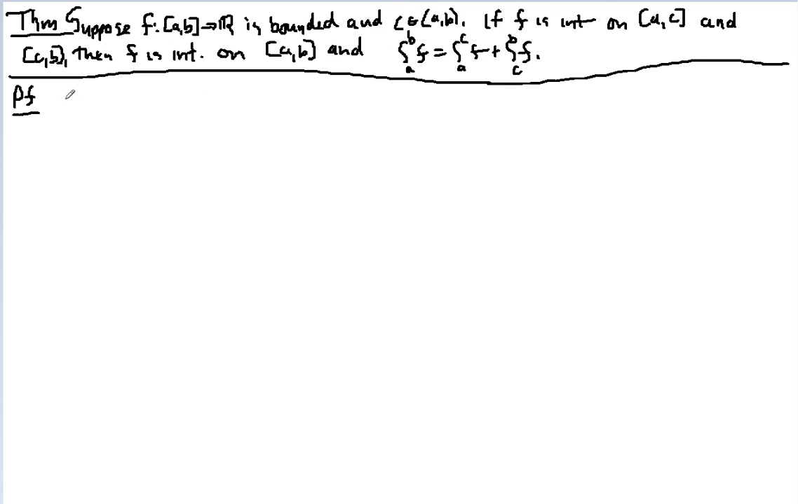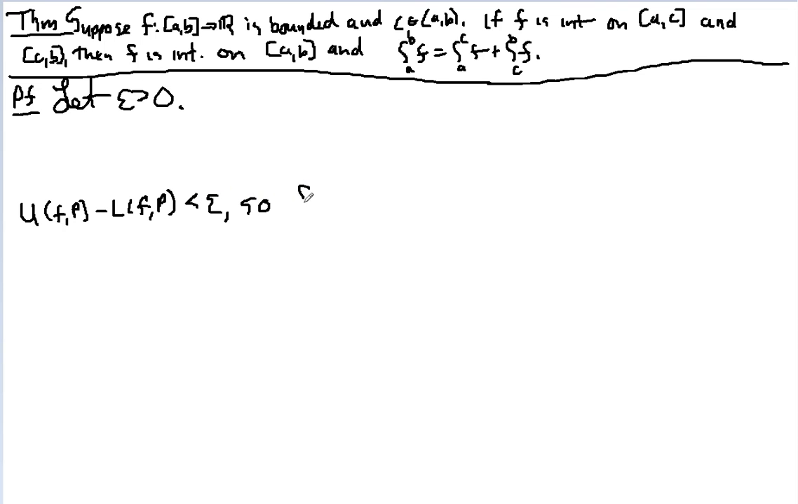First, I'm going to prove that f is integrable on AB. And then I'm going to show that this equation holds. I'm going to use my favorite theorem a couple different times. Let epsilon be bigger than 0. I'm going to prove that f is integrable by finding a partition P such that U of f of P minus L of f of P is less than epsilon.